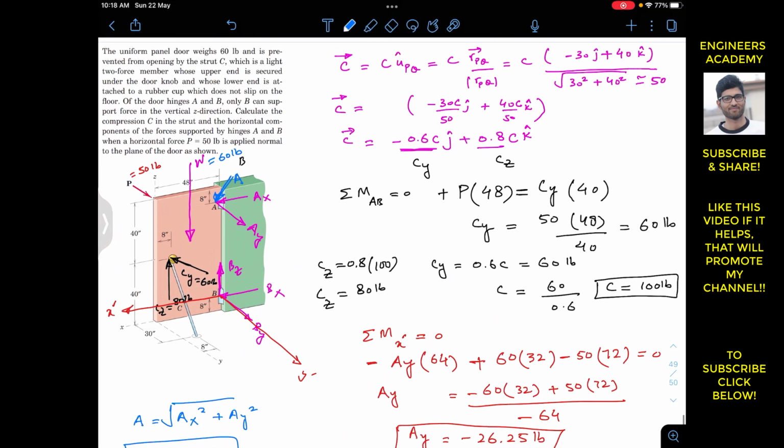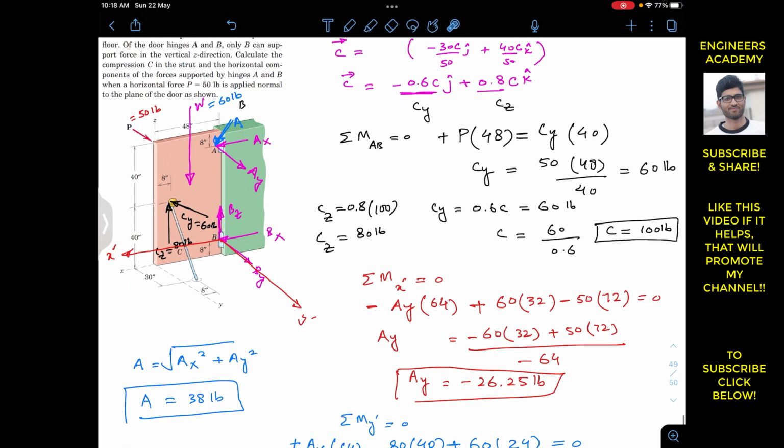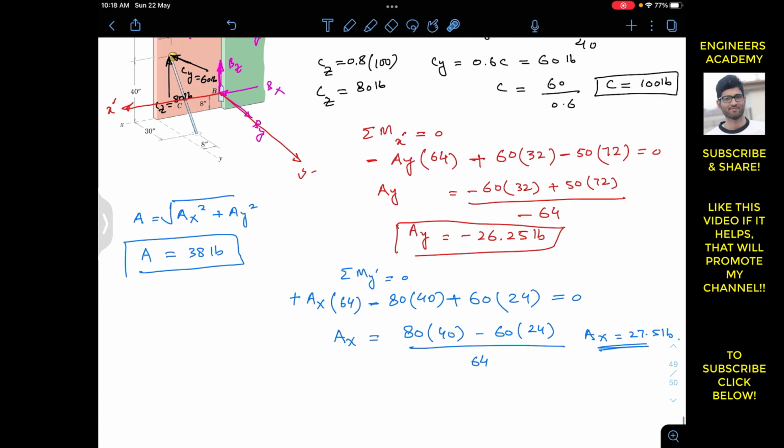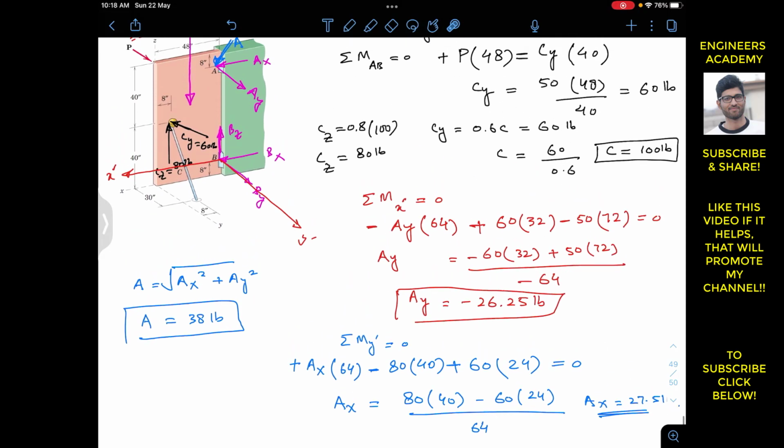Remember, in the problem statement it said to find the horizontal components of the forces supported by hinge A and B. So this component is horizontal. It is lying in the xy plane. Similarly, to find Bx and By, there is no need to find Bz, since we are required to find the resultant reaction in the horizontal direction. So we have to find the magnitude of Bx and By, and that will give us the horizontal component of the reaction at B.